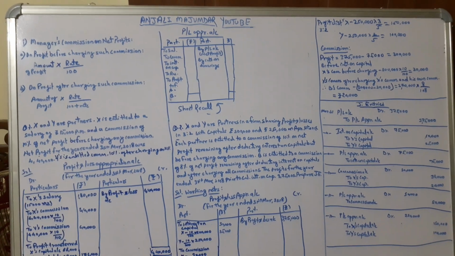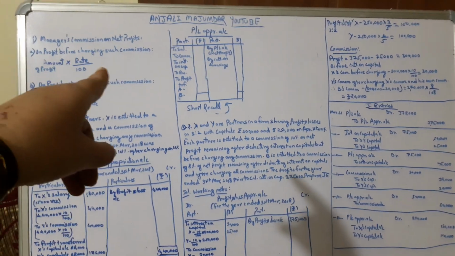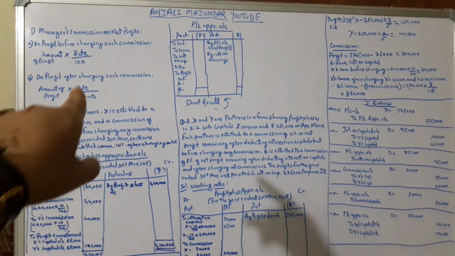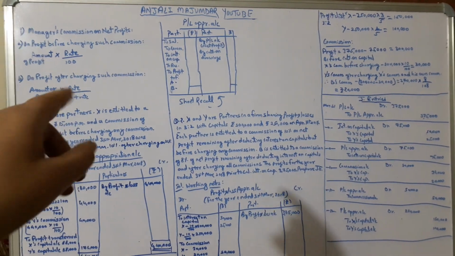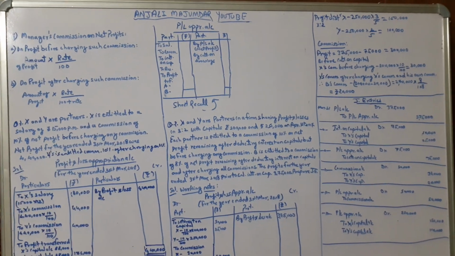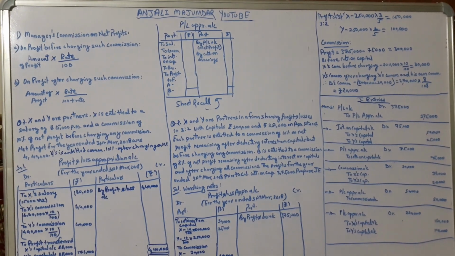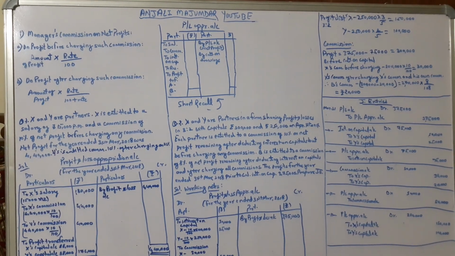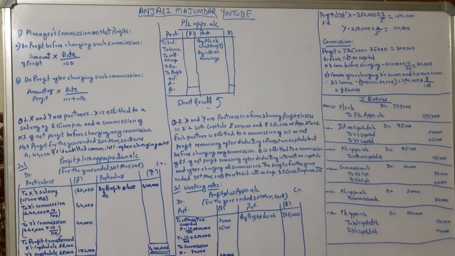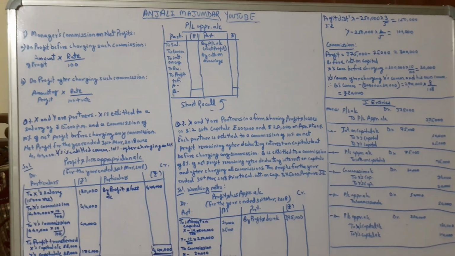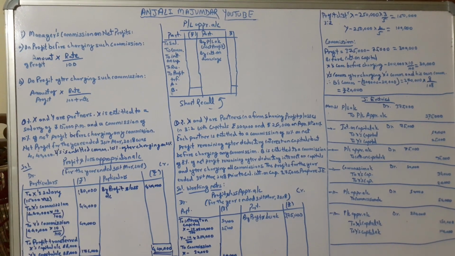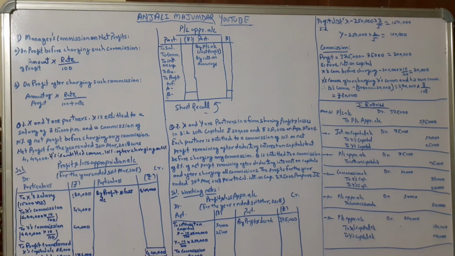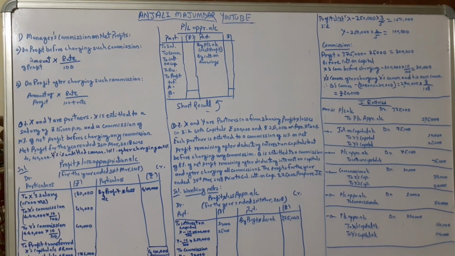So from the left side, as you can see, manager's commission on net profit. On profit before charging such commission, the formula is amount of profit multiplied with rate upon 100. Whatever rate is mentioned there has to be multiplied with the amount of profit. And the second condition, if it is mentioned in the question that commission is to be calculated after charging such commission, then the formula is amount of profit into rate upon 100 plus rate.